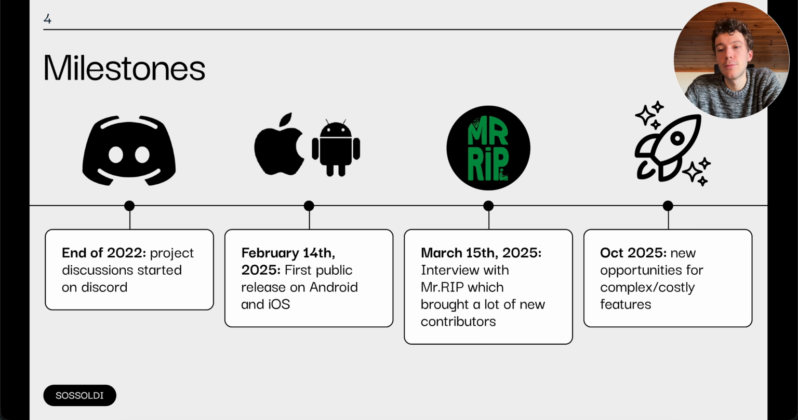Let's go through some of the milestones of our projects. The first one is, of course, when we started at the end of 2022. Inside the Mr. Rip's Discord, we started discussing about this app, the idea of building something like this. And after setting up the repo and working on it for a couple of years, on February 14th of this year, we first published the release on Android and iOS.